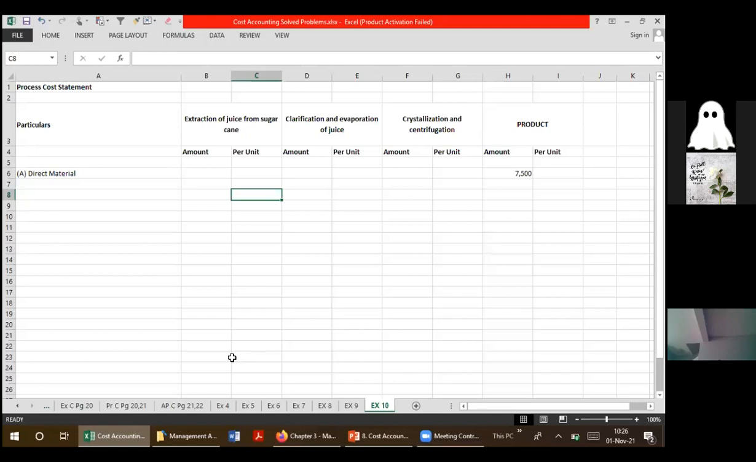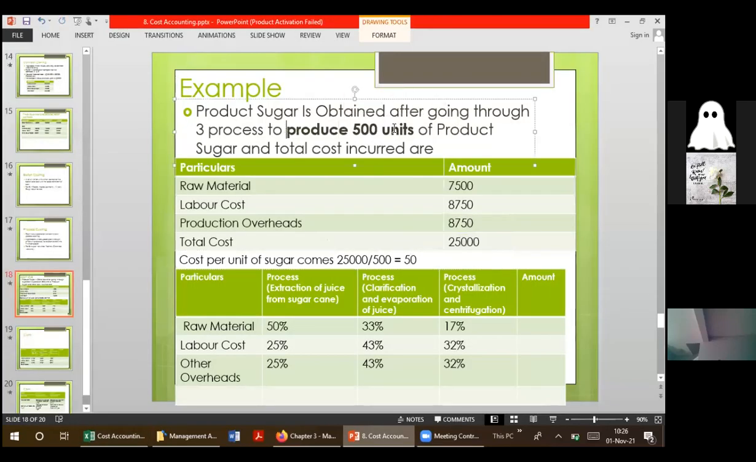Consistent here. There are 500 units. The company produced 500 units. So this will be 500 throughout the problem then.